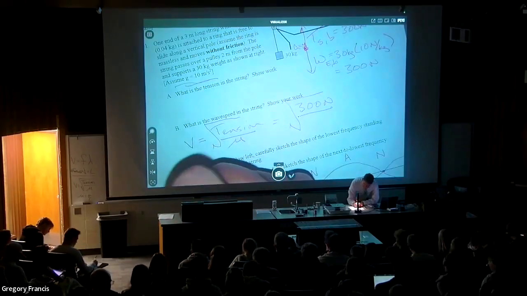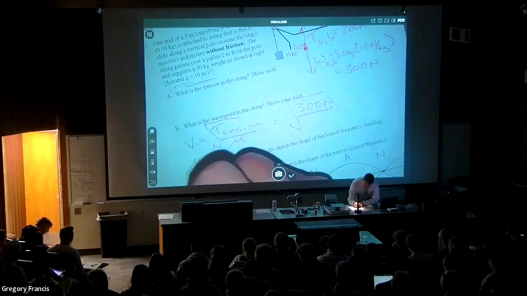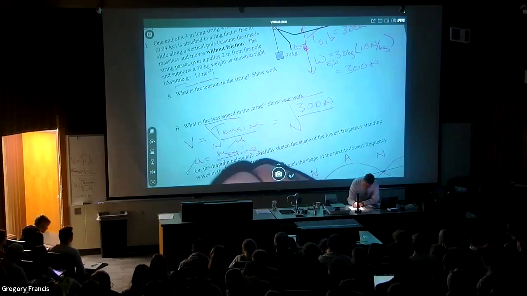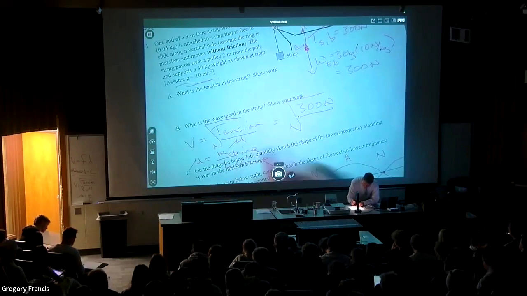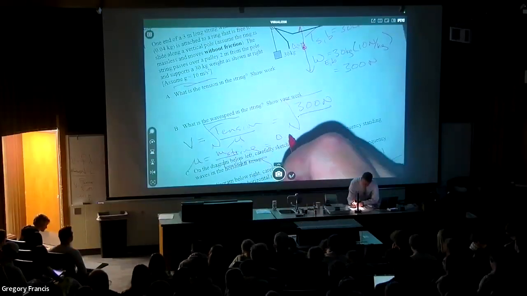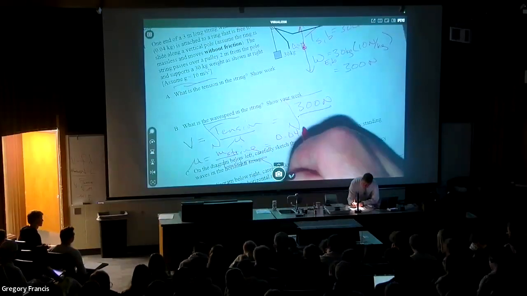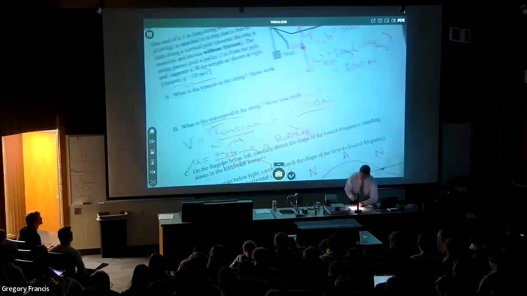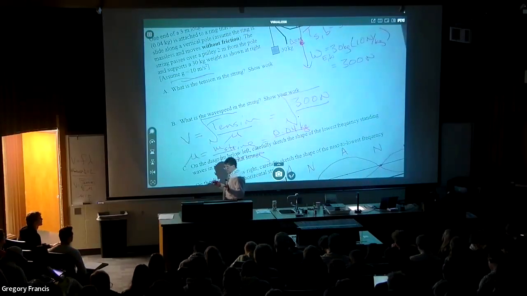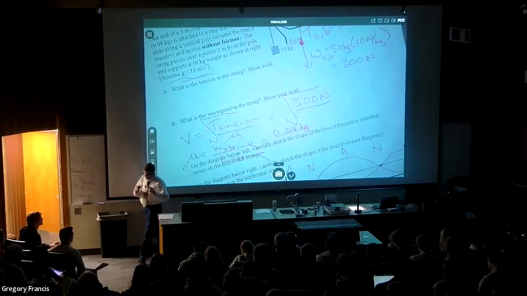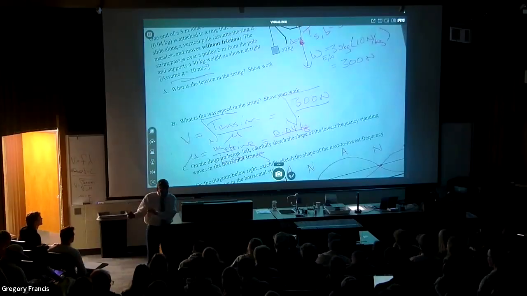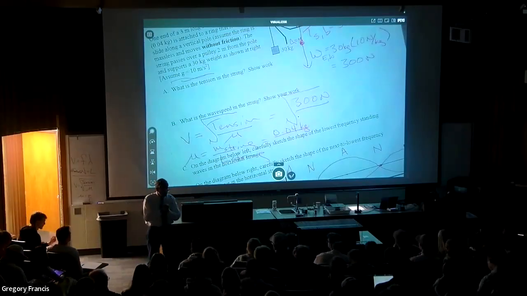Well, the mass density is just the mass of the string divided by the length of the string. Now, we're told that the mass of the string is 0.04 kilograms. But what's the length of the string? And I'm not being facetious. When this was on an exam, this split the class in half. Half of them wanted to make that 2 meters and half of them wanted to make it 3 meters.